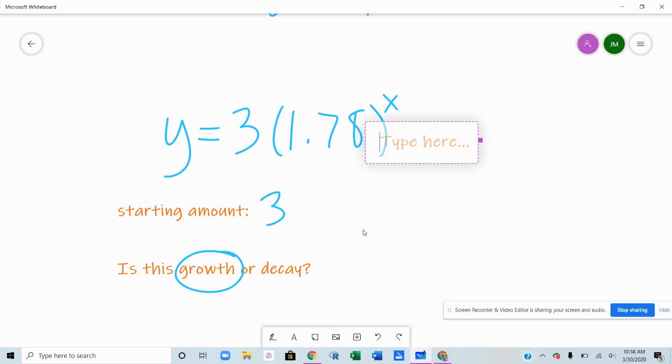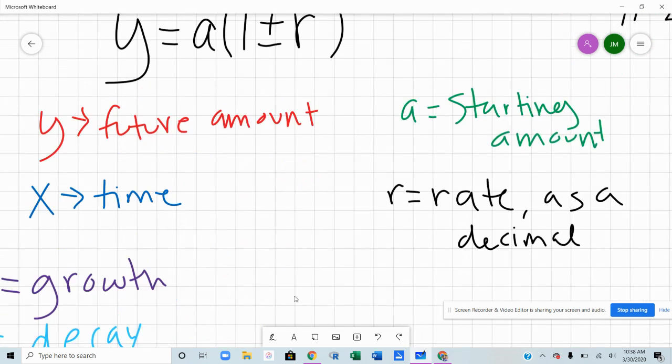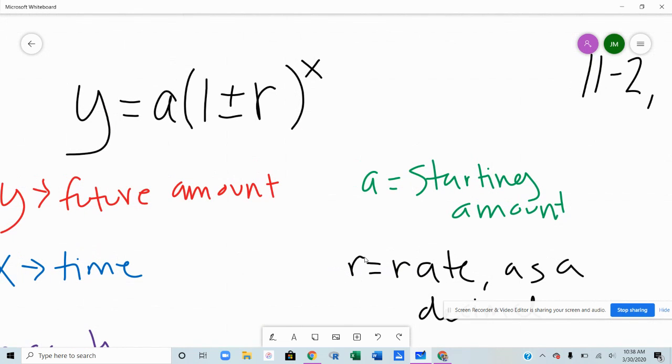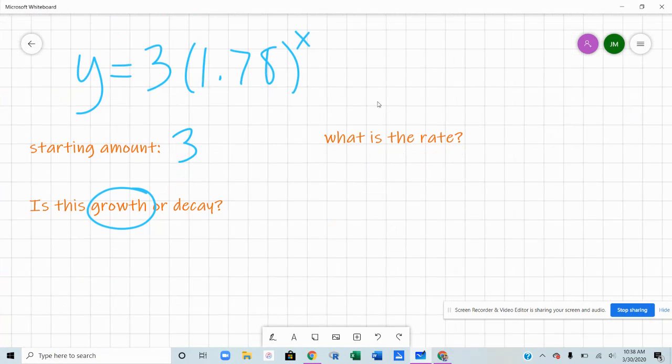And then the last thing you should be able to answer about this is, what is the rate? Now this one is going to take the most effort to answer. Starting amount you look at right here. Growth or decay, you look at this number and compare it to 1. The rate is just R, which is just this part after it's 1 plus the rate or 1 minus the rate. So we need to use that information to answer this question.